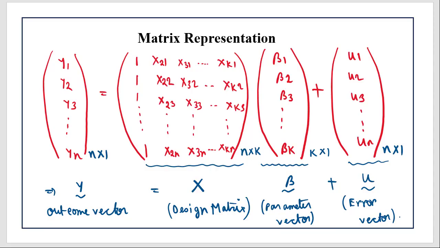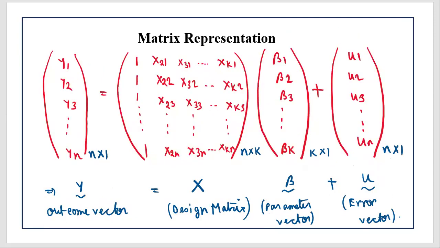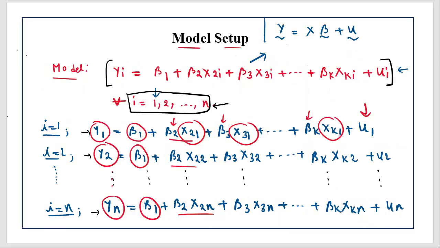So basically what we can see from here is that the particular model that we started off with can be written in this form: Y curl equals X beta curl plus u curl. Right? This is what we have done. Y curl, the outcome vector, equals the design matrix times the parameter vector plus the error vector. That is the compact version of writing this, where this is n cross 1, this is n cross k, this is k cross 1, and this is n cross 1. These are the respective dimensions.